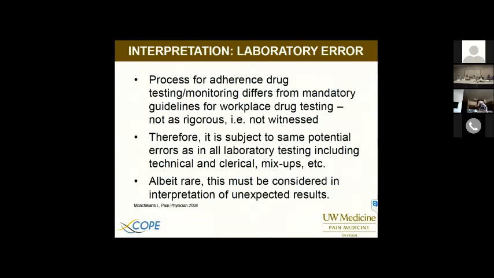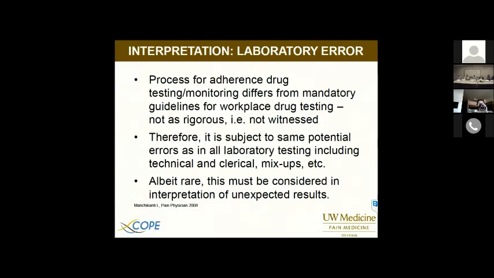So, lab error. We need to know that we are not doing the most detailed testing. We don't monitor the patients. We're not witnessing. They don't slide the urine in a little door like they do in the addiction clinics or in the monitoring for impaired physicians. So there can be laboratory error, and there are a number of places where this might happen.